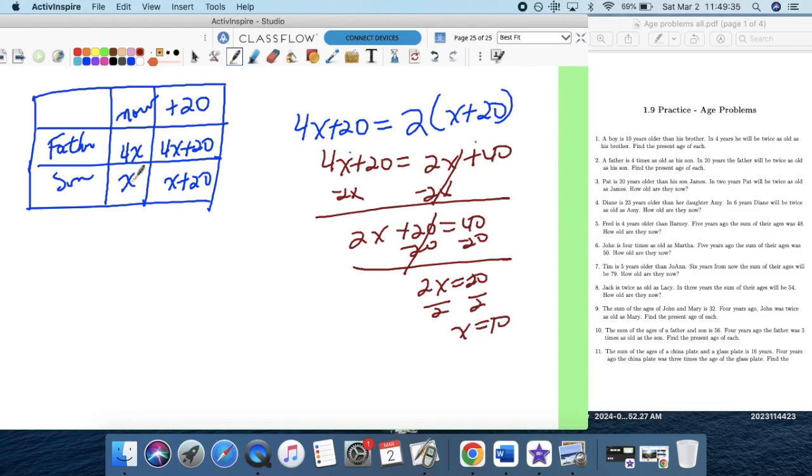So that makes the son 10 years old, and the father is 4 times 10, which is 40. Come back here and substitute. We have 4 times 10 plus 20 equals 2 times (10 plus 20). Let's see if they're equal to each other. Here we got 30 times 2 is 60, and over here we have 4 times 10, which is 40, plus 20 is 60. Everything checks. We are good. Number 7.